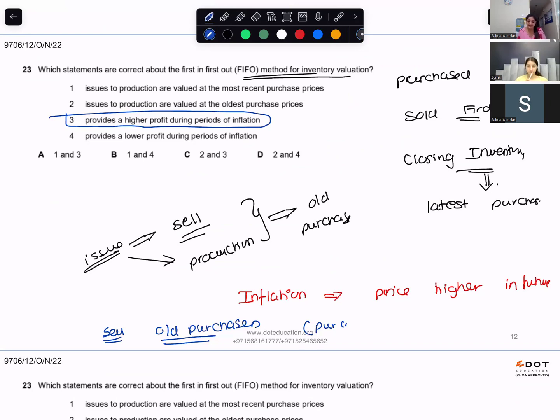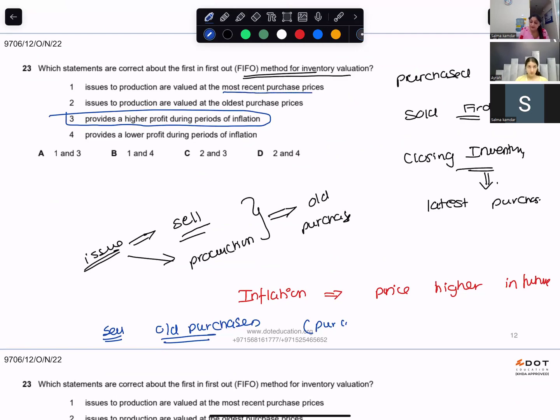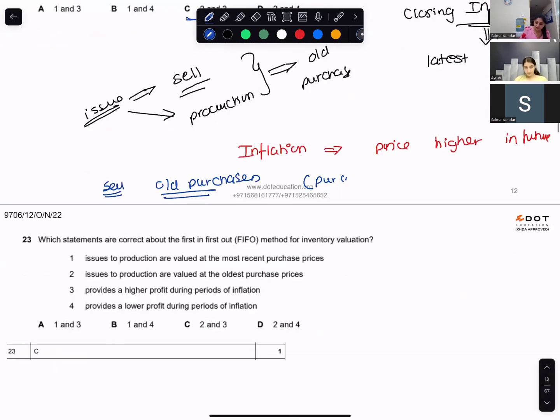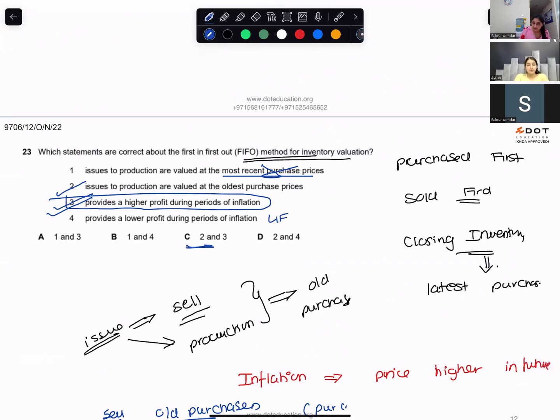So which statement is correct about FIFO? Issues to production are valued at the most recent purchase prices. Is this correct or wrong? It's wrong. The issues to production are valued at the oldest price, and FIFO provides higher profit during periods of inflation. So it would be option 2, 3. Lower profit during period of inflation is for which method? LIFO. I want you to write notes about FIFO right away.